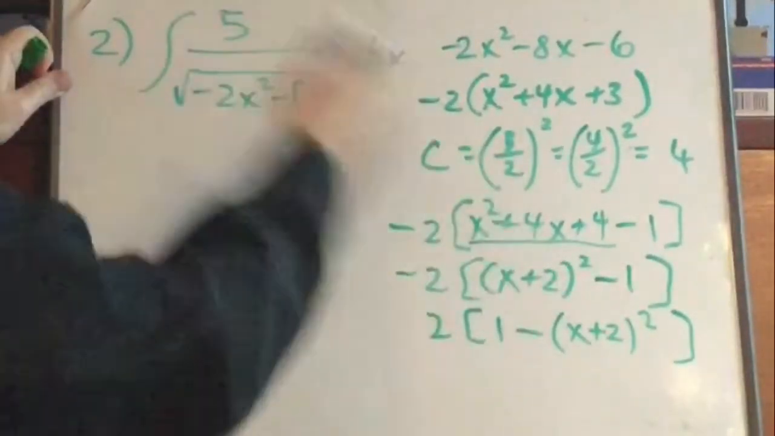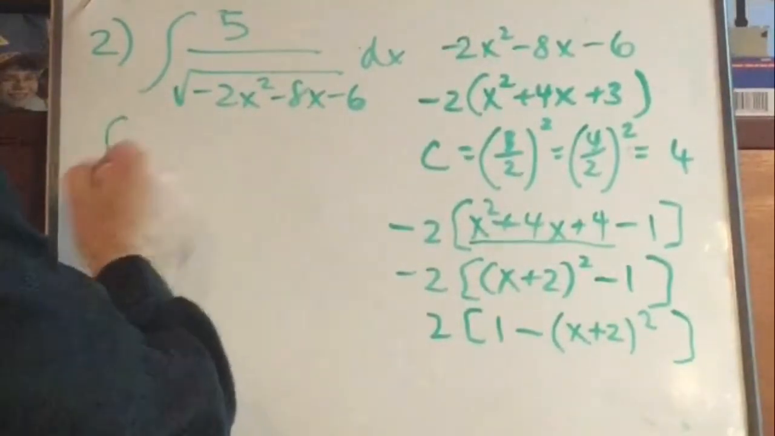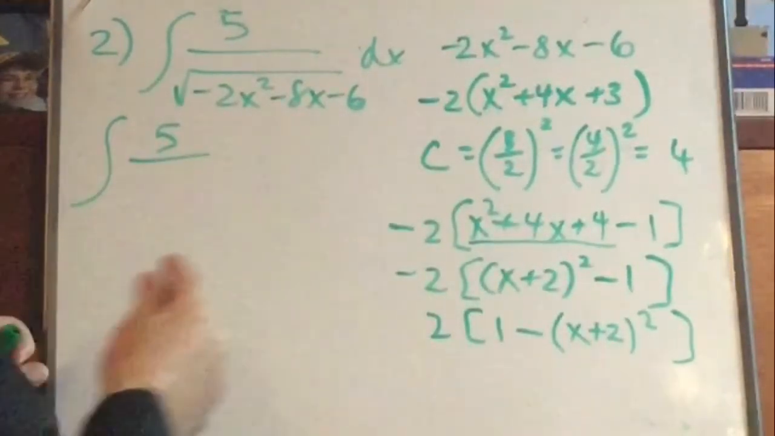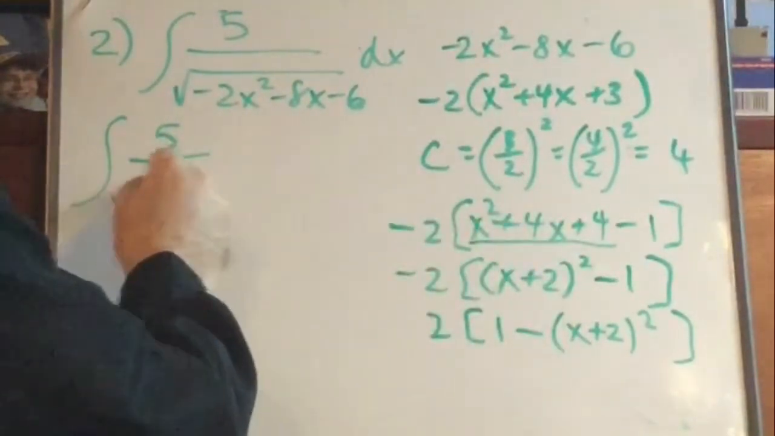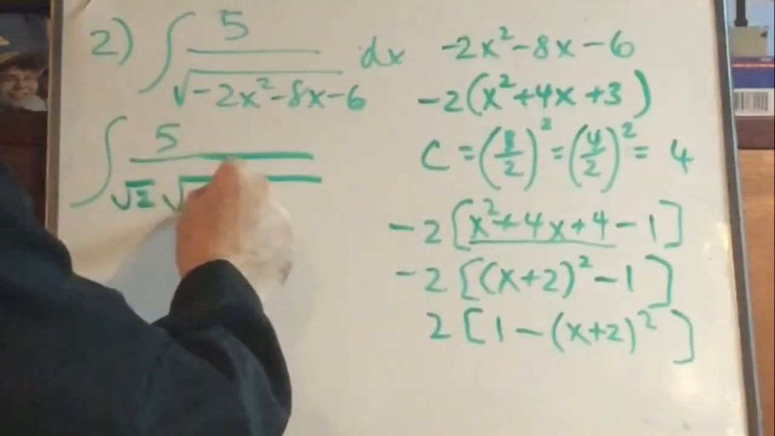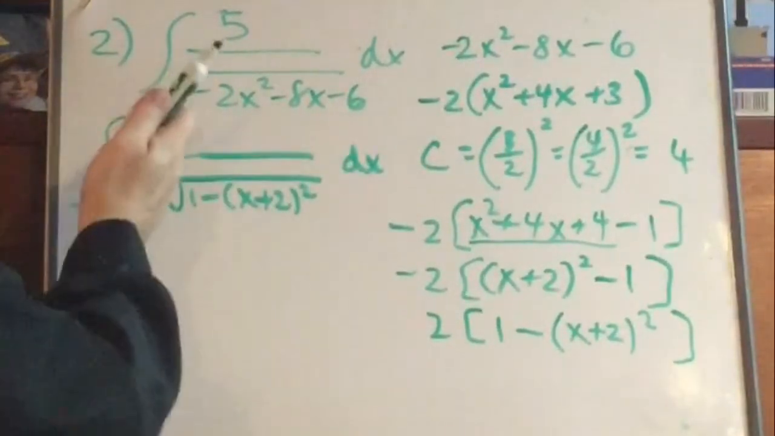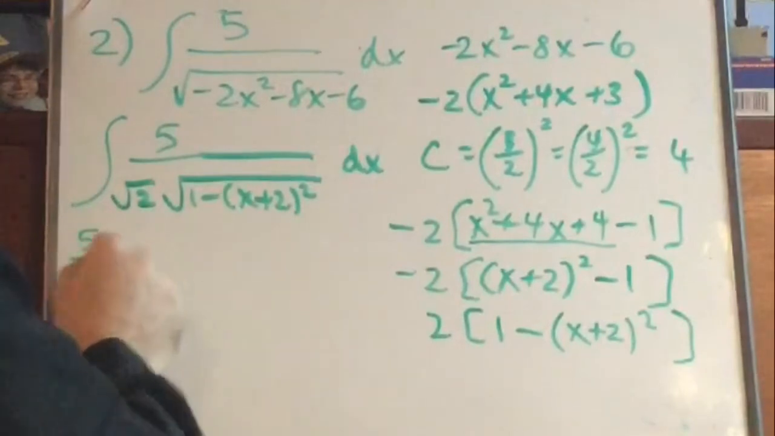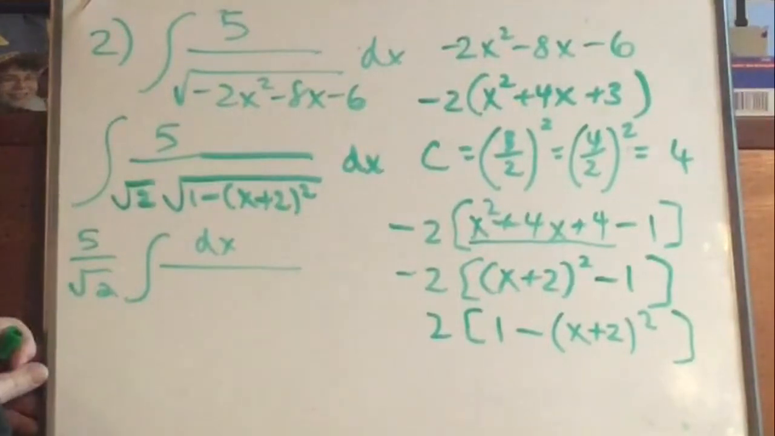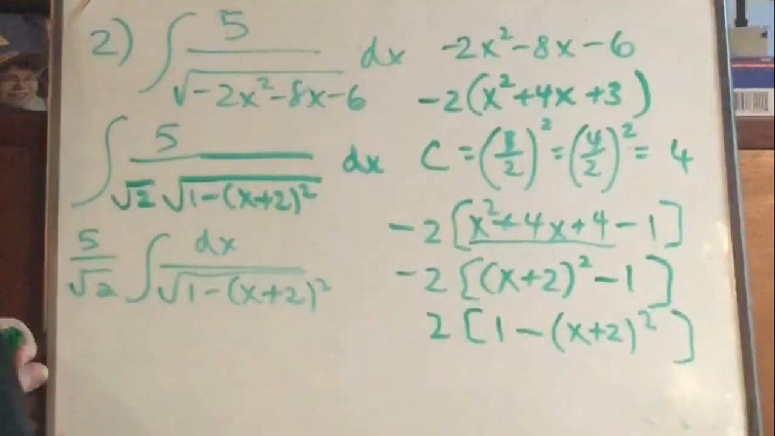So I now want to rewrite this over where I had my original integral. I have the integral of 5 over, and this would all still be under the square root symbol. I'm just going to break it up into two parts though. I'm going to make it square root of 2, because that would be under the square root symbol, and then square root of 1 minus x plus 2 quantity squared dx. The 5 over root 2 can be factored out in front. And I now have just dx over the square root of 1 minus x plus 2 quantity squared.